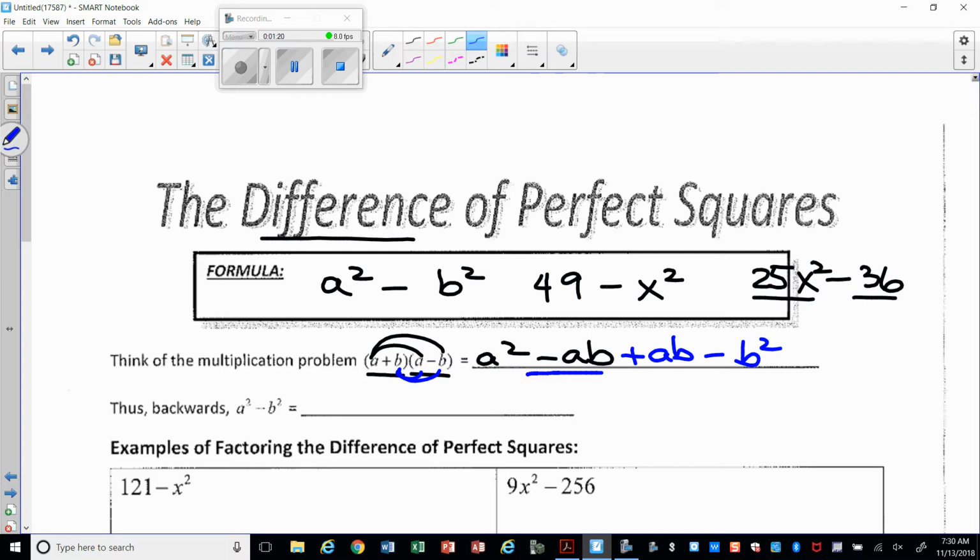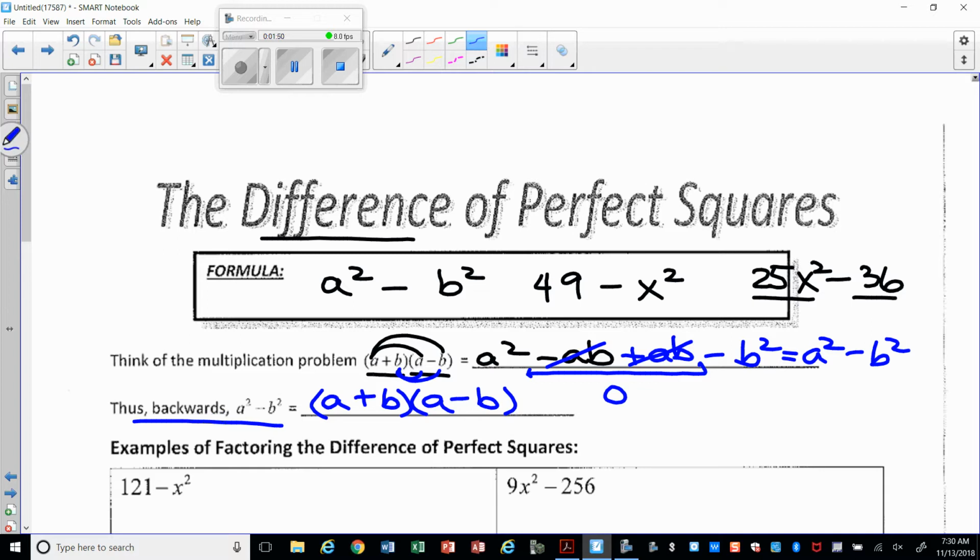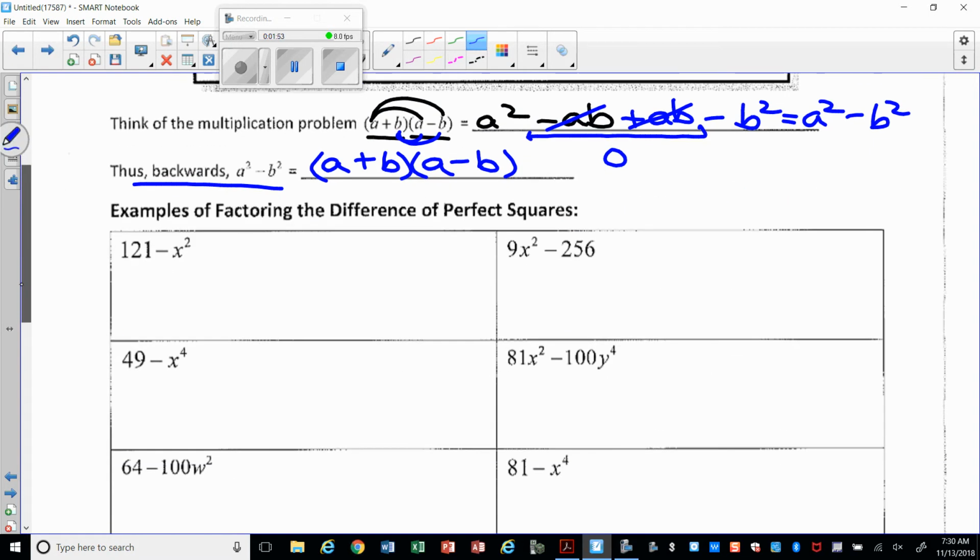And so these middle terms add up to 0, so they go away, and you end up with a squared minus b squared. So what that means is, if I'm factoring this difference, if I'm looking for what I can multiply together to get the difference of perfect squares, it would be a times a, b times b, and one is positive and one is negative. So following that pattern, I'm going to factor. I'm looking for two factors, and I have a difference because these are subtracted and they're perfect squares.